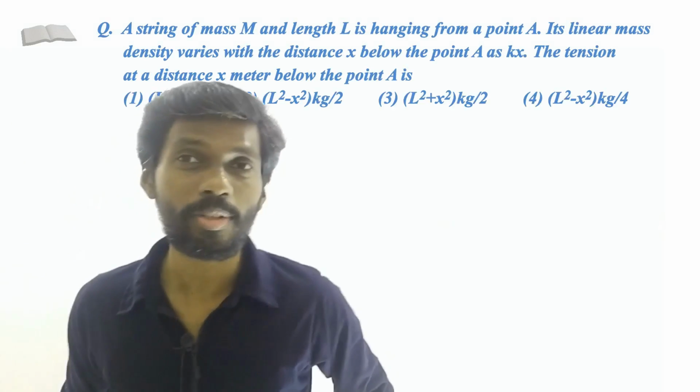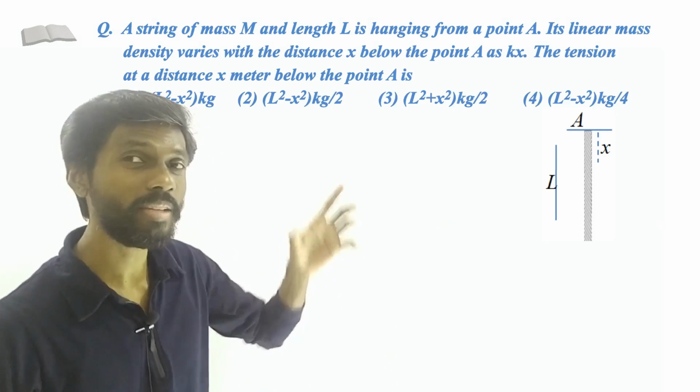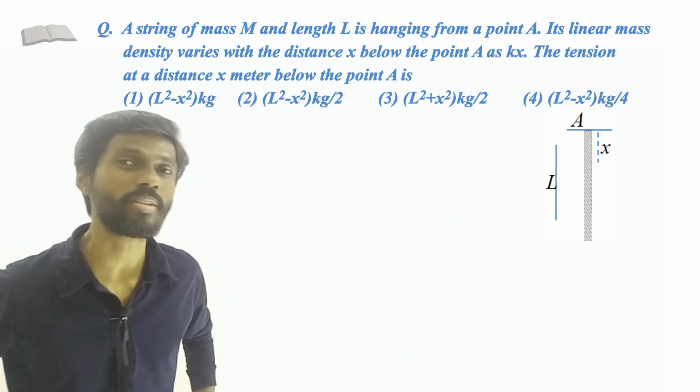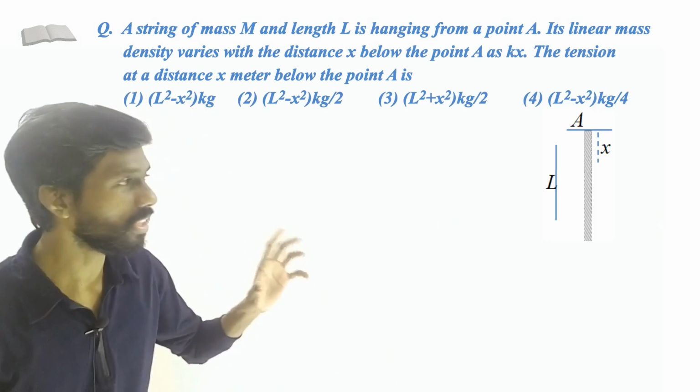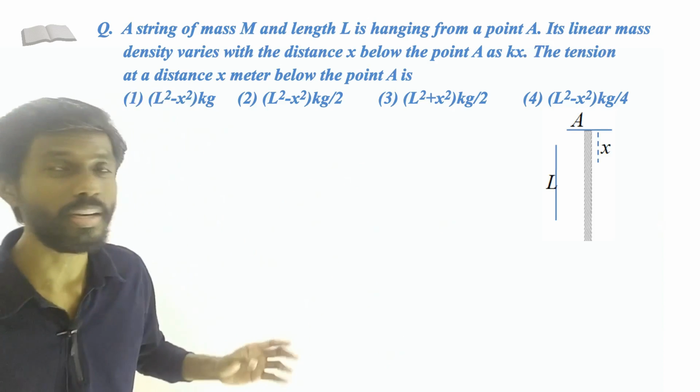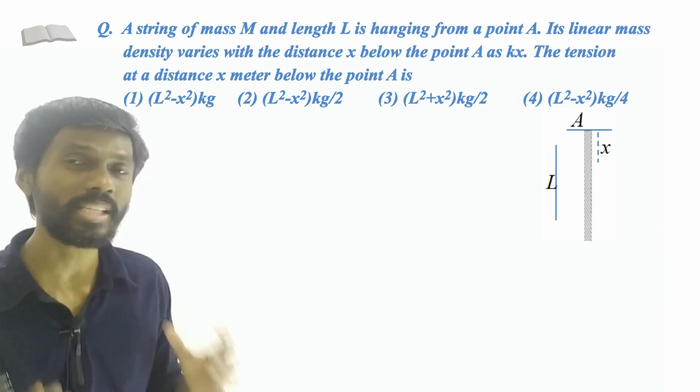This question is similar to the other question we have done. So a string is hanging vertically down. We have to find the tension at a point x meter below the point of suspension, right? But here the difference is this string is not uniform. The mass is not distributed uniformly over its length. At different points, the linear mass density is different, right?